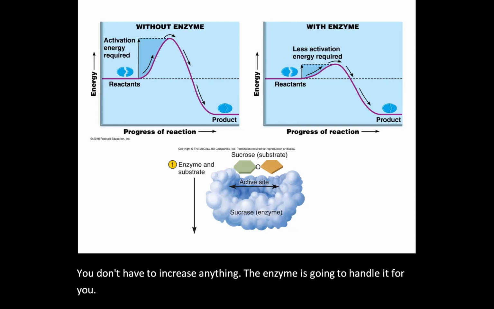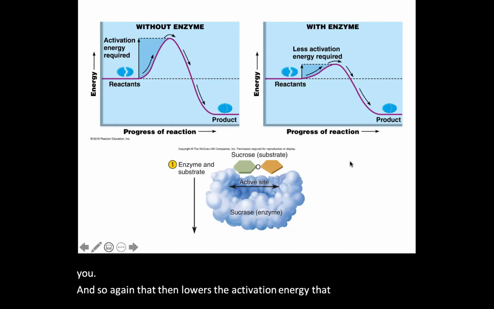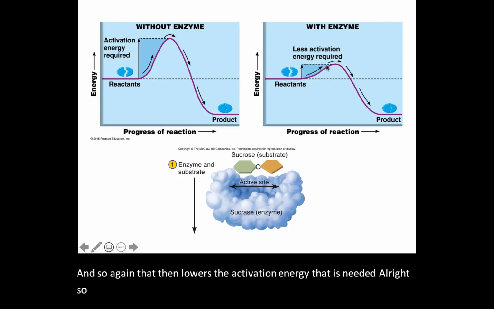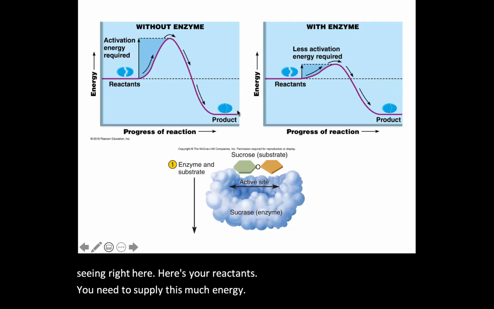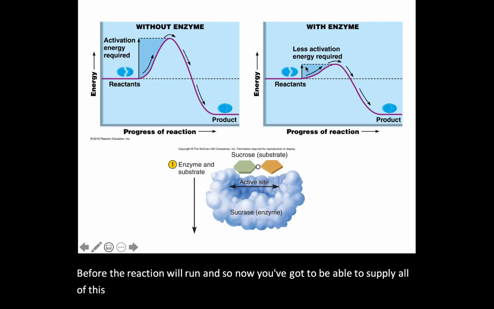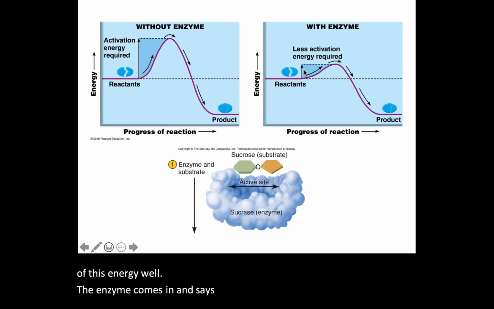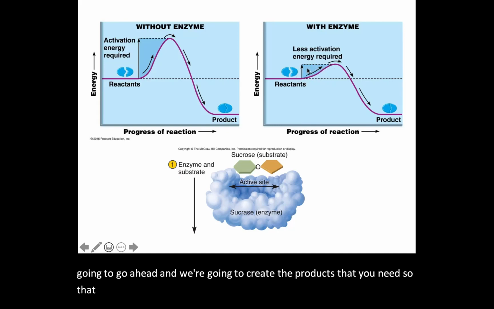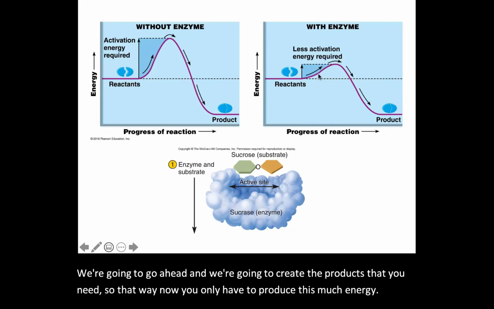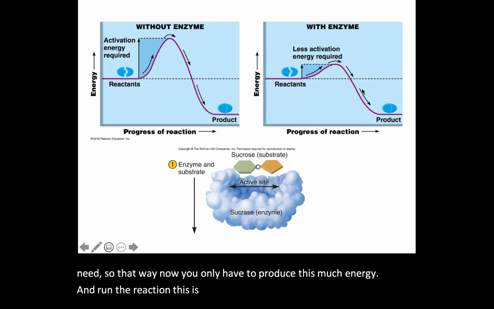And so again, that then lowers the activation energy that is needed. All right. So it requires less of that activation energy, and that's what you're seeing right here. Here's your reactants. You need to supply this much energy before the reaction will run. And so now you've got to be able to supply all of this energy. Well, the enzyme comes in and says, nope, we're going to lower your output. We're going to go ahead and create the products that you need. So that way now you only have to produce this much energy and run the reaction. This is going to progress a lot quicker, and you can do more repetitions than what you see in the first one.